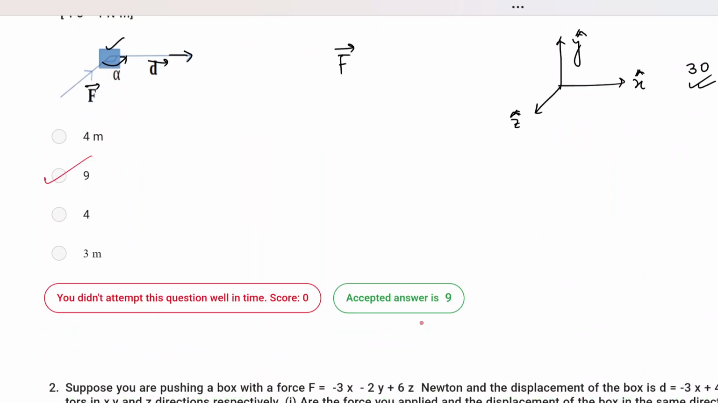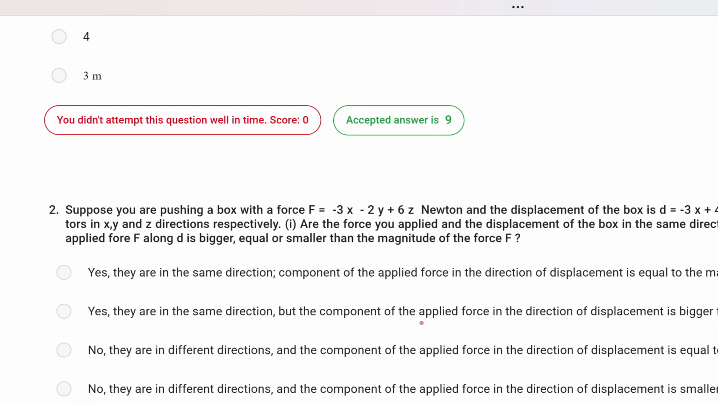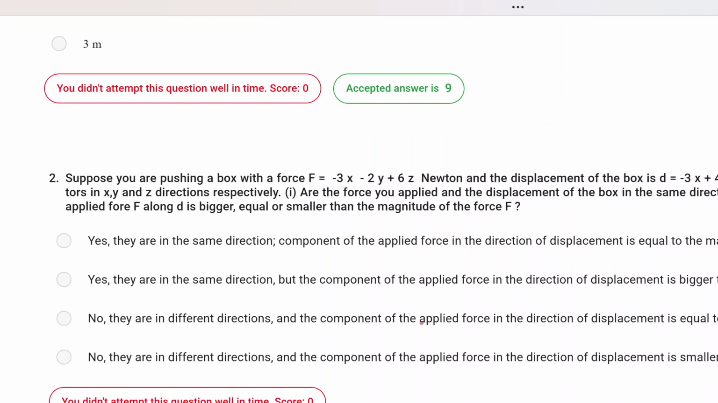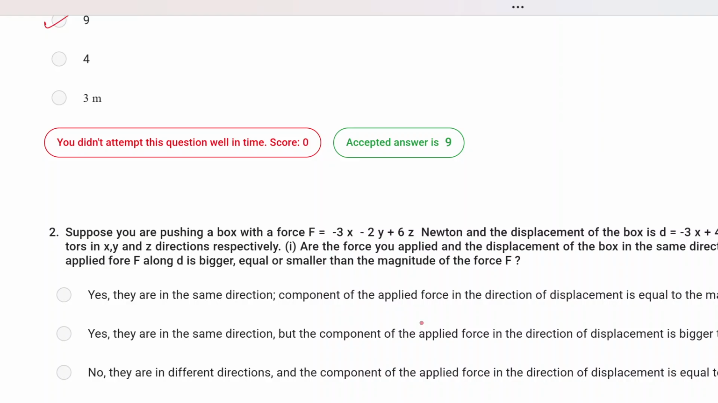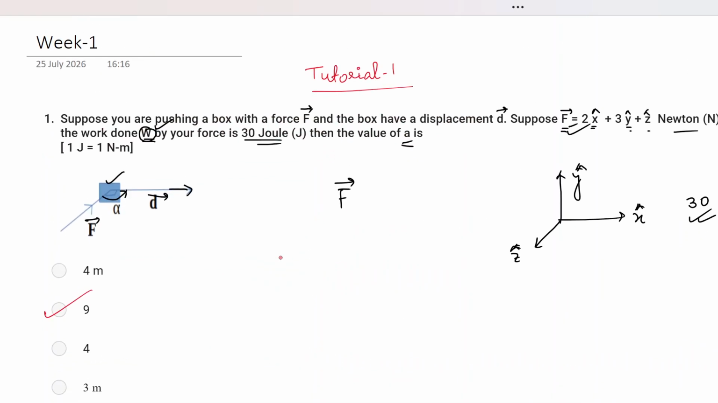Okay. So then we move on to question number 2. You see that this is also a force and displacement kind of problem, where you are pushing a box with a force. Again, this is a vector and these are unit vectors, and the vector expression of the force is given, and the displacement of the box d vector is also given. Here they have mentioned that x, y and z are unit vectors in x, y, z direction respectively, like I had drawn earlier.